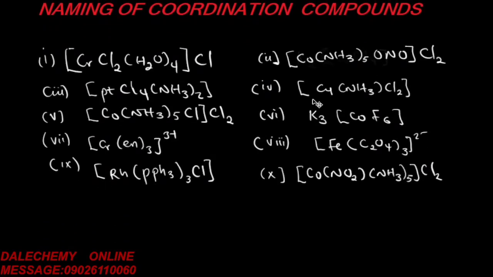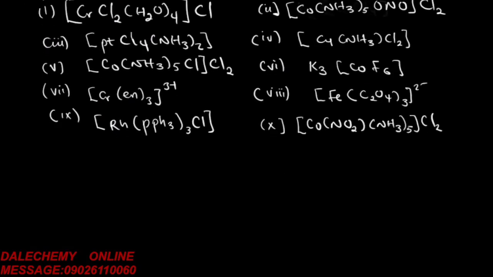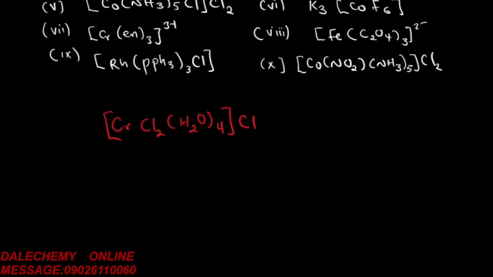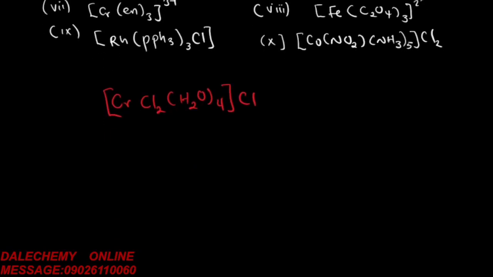Now let's start with the first one. The first one is [Cr(Cl)2(H2O)4]Cl. So this is an ionic coordination compound. What you have to do here is to separate them the way we do.